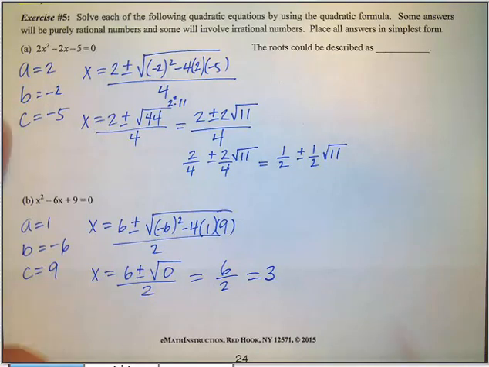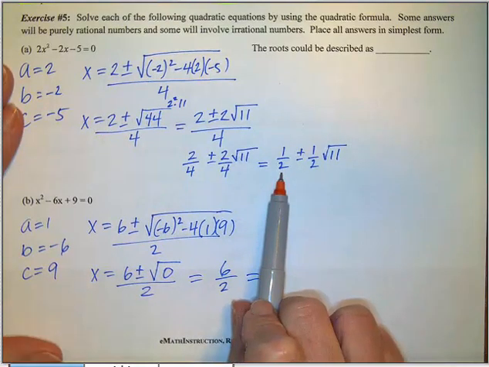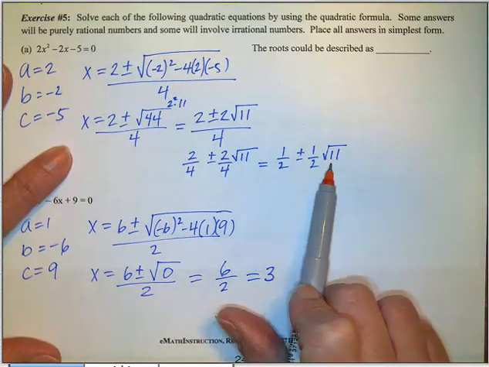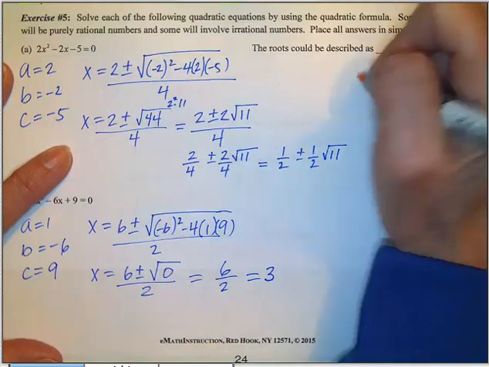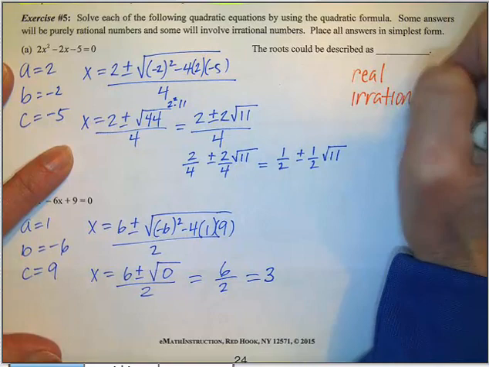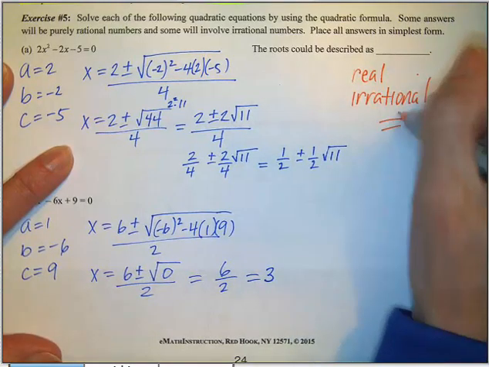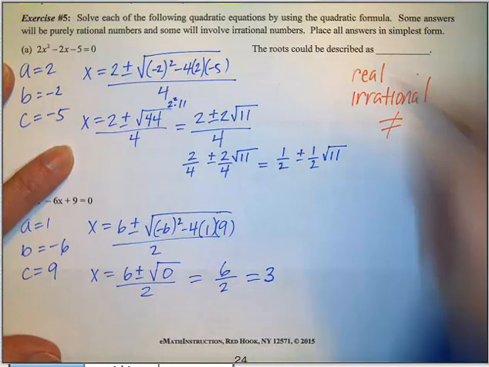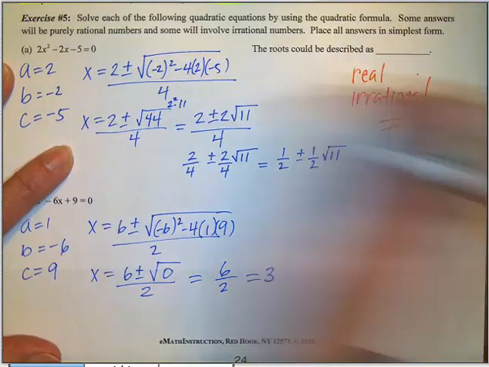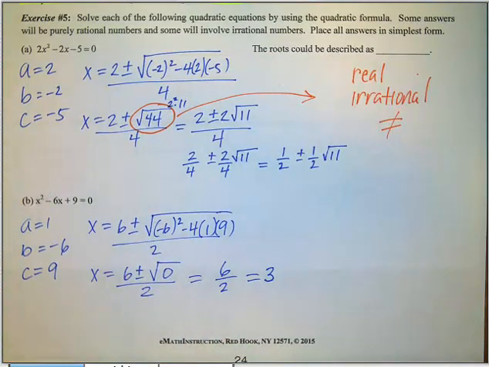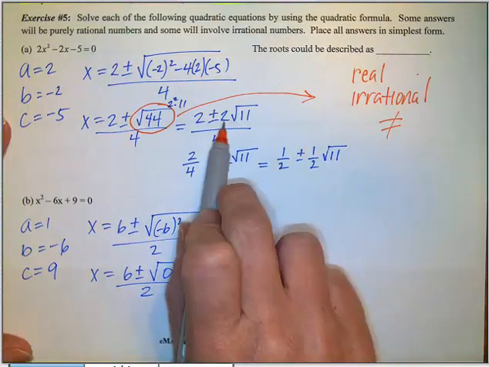So this is our solution to x, 1/2 plus or minus 1/2 radical 11. Our answer has a radical in it that can't be simplified, so they are real, they are irrational, and they are not equal, because adding 1/2 and subtracting 1/2 is not the same thing. Well, what made this irrational? This thing way back here made that irrational, correct? Because 44 is an irrational number. It caused us to have 2 radical 11.